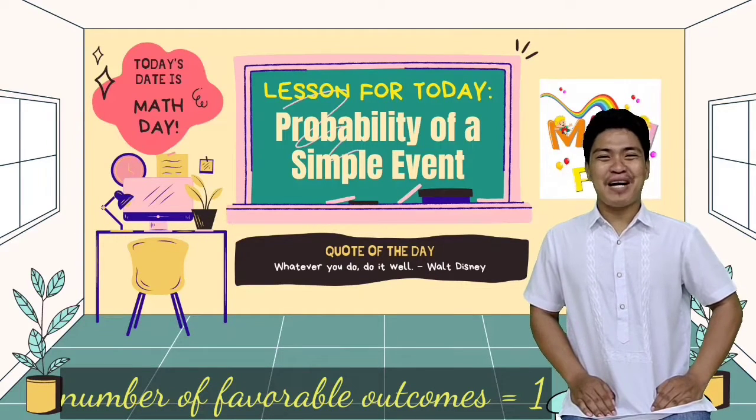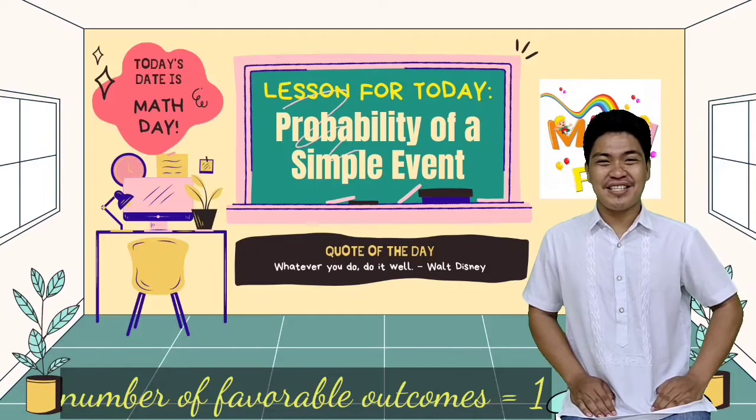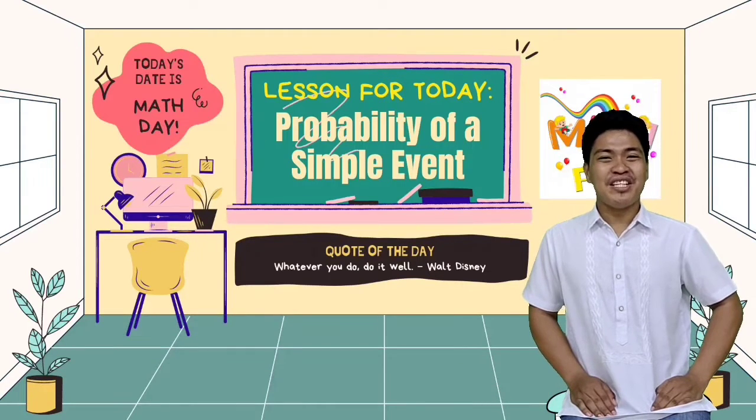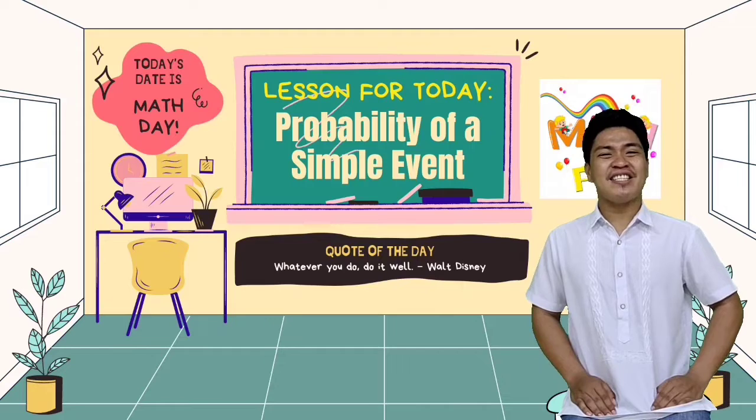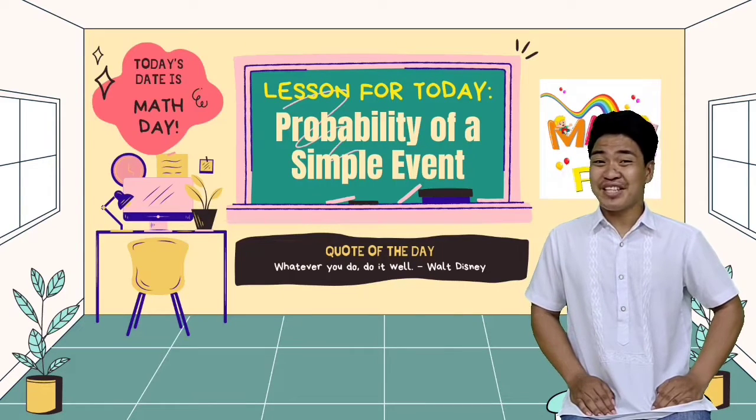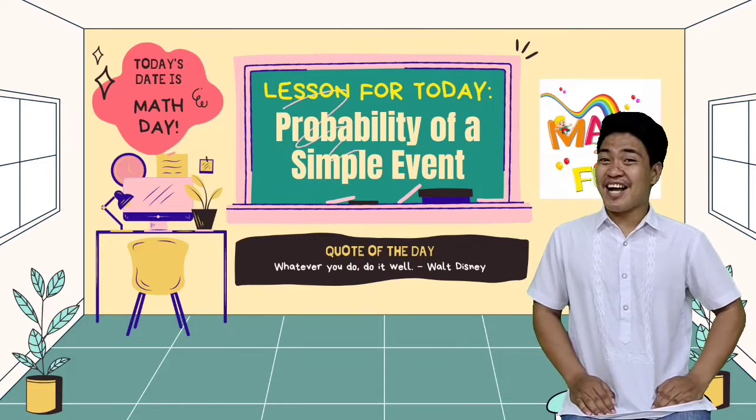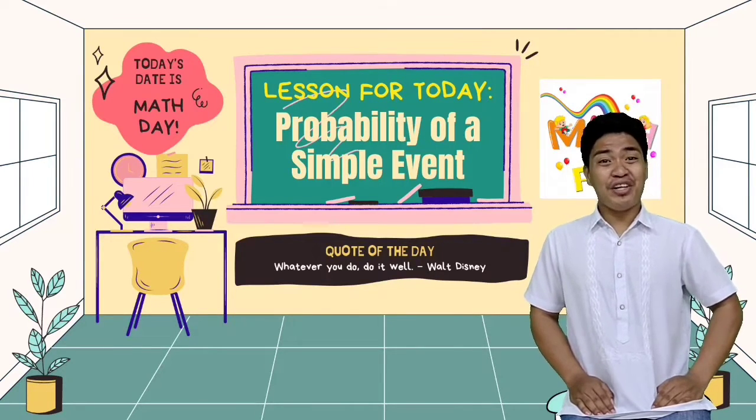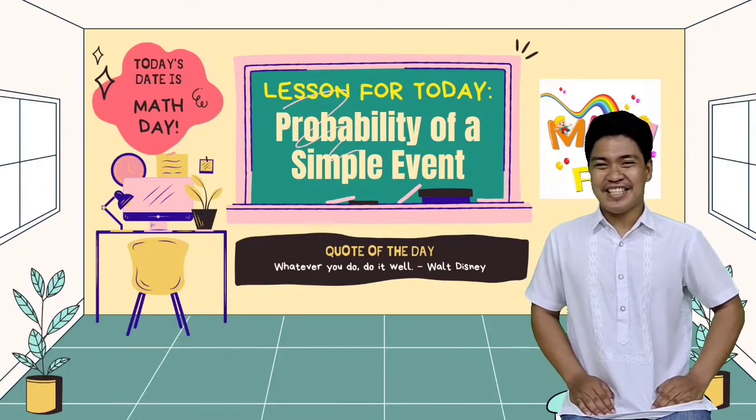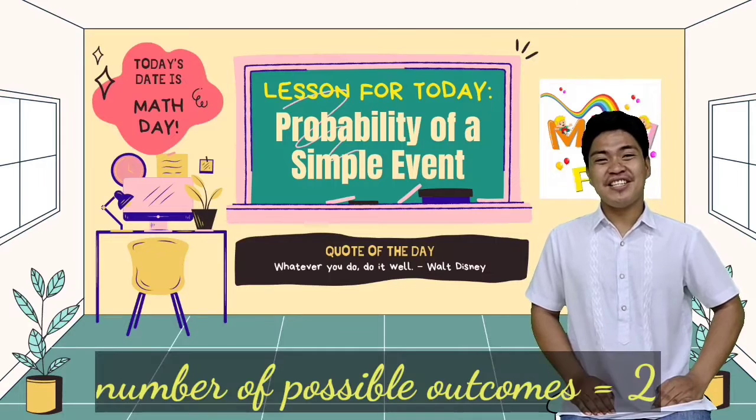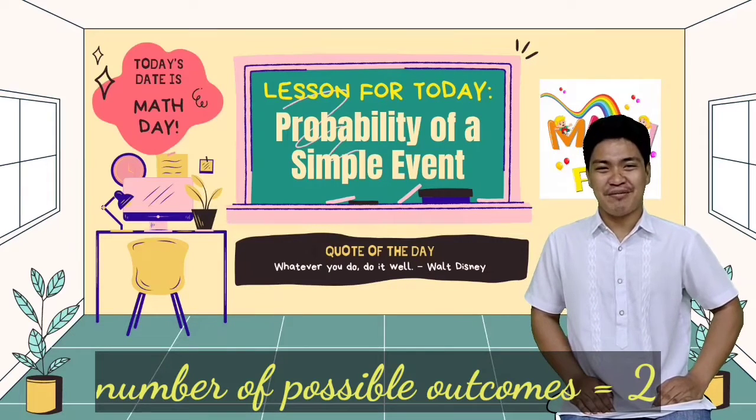How about the number of possible outcomes? We have defined a while ago that possible outcomes is the list of all resulting possibilities. So if you toss a coin once, the result is either a tail or a head. Therefore, there are two possibilities, the head and tail. And that too is the number of possible outcomes.